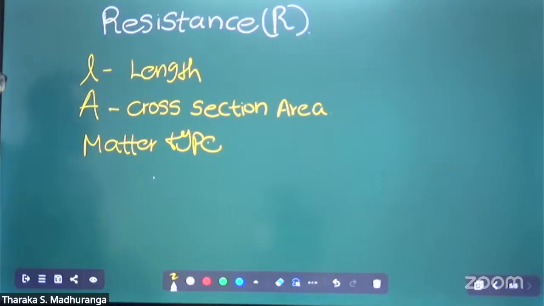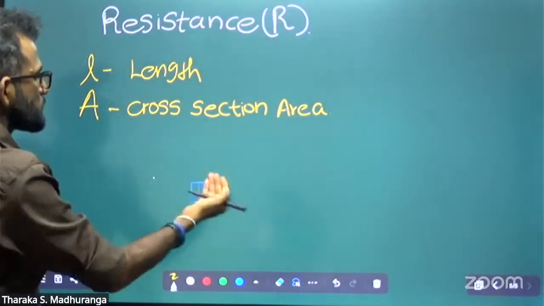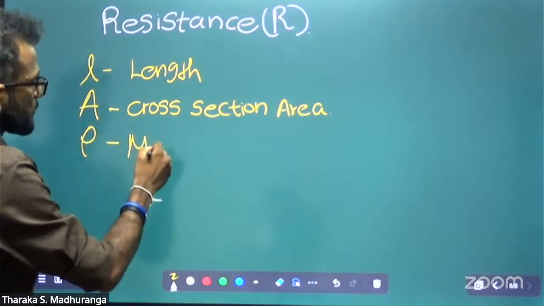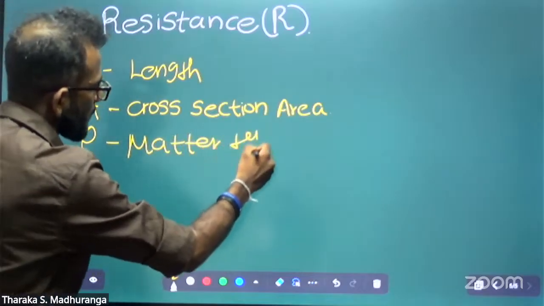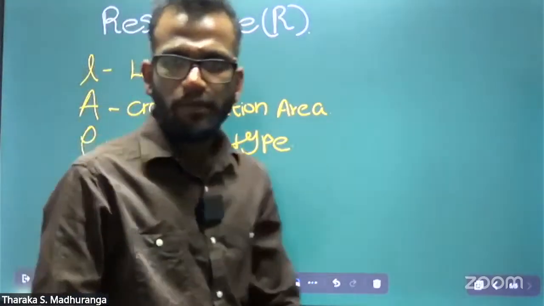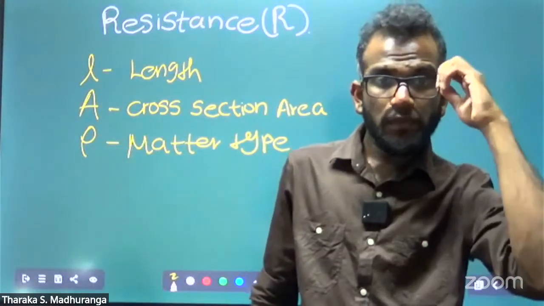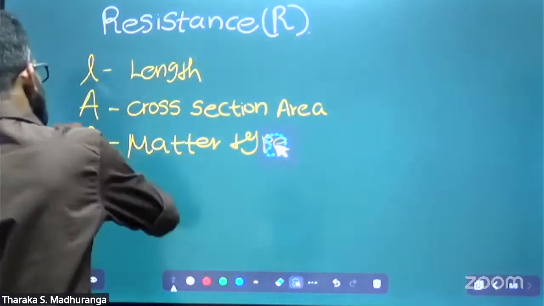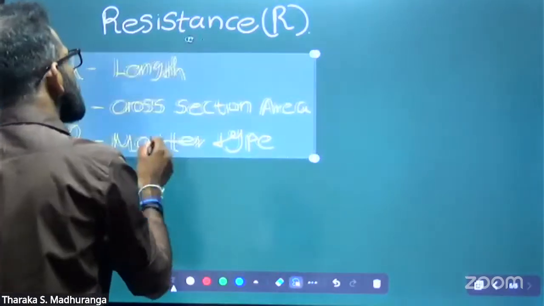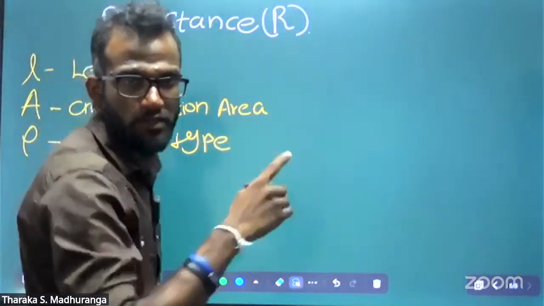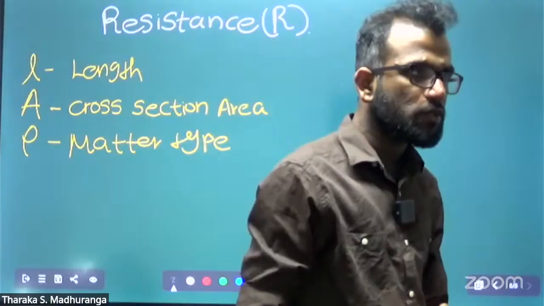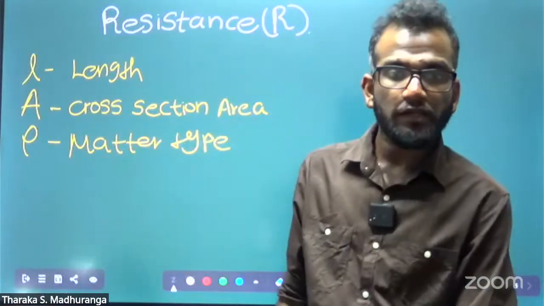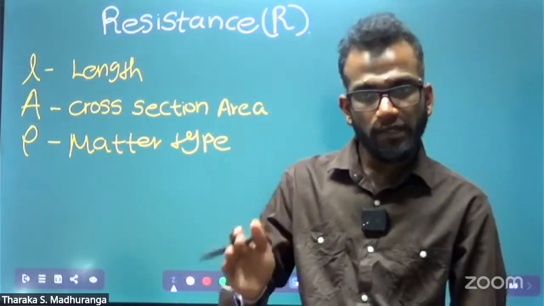Matter type, its symbol is rho. Remember, these are the main factors affecting the resistance of any conductor: the length of the conductor, the cross-section area of the conductor, and the matter type of the conductor.